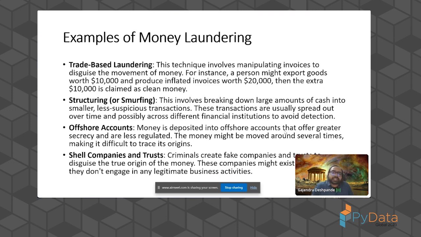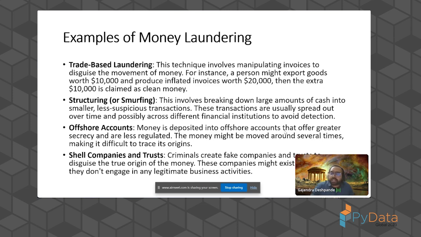Then there's something called structuring or smurfing. This involves breaking down large amounts of cash into smaller, less suspicious transactions. These transactions are usually spread out over time and possibly across different financial institutions to avoid detection. In our solution, we are going to focus more on structuring or smurfing. So we are going to detect such cases.